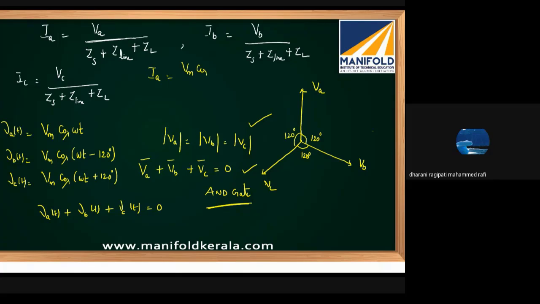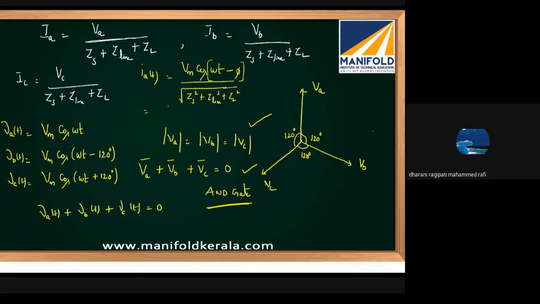Vm cos omega t is my voltage in time domain. If I write the currents in time domain, IA of t will become Vm cos of omega t divided by the magnitude of all these impedances, which would be the square root of Zs square plus Z line square plus ZL square, and it will lag by an angle phi, because it is an inductive impedance all combined together. So IA of t will become Vm cos of omega t minus phi, divided by that magnitude.